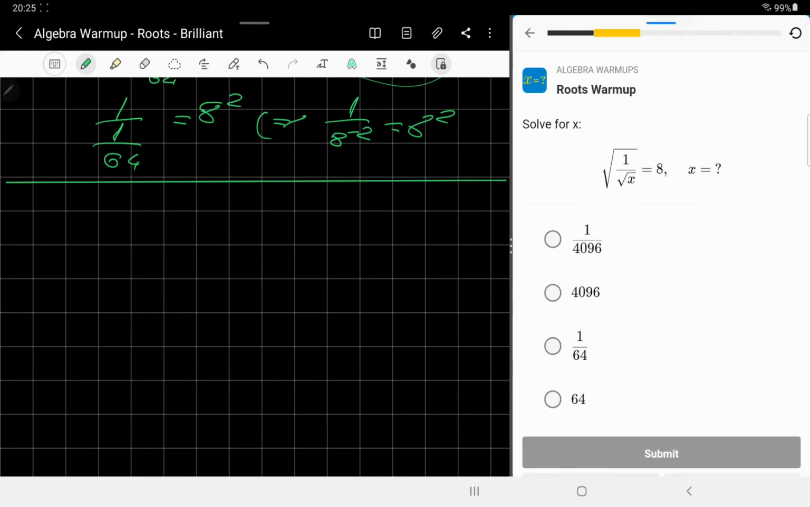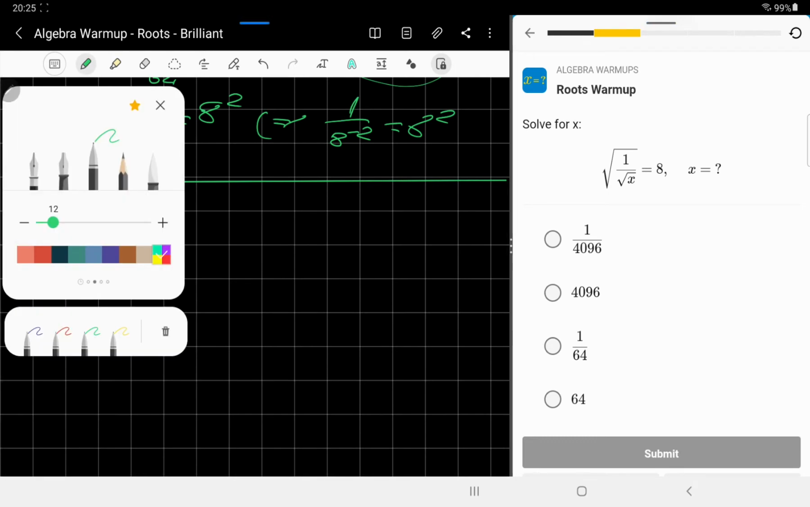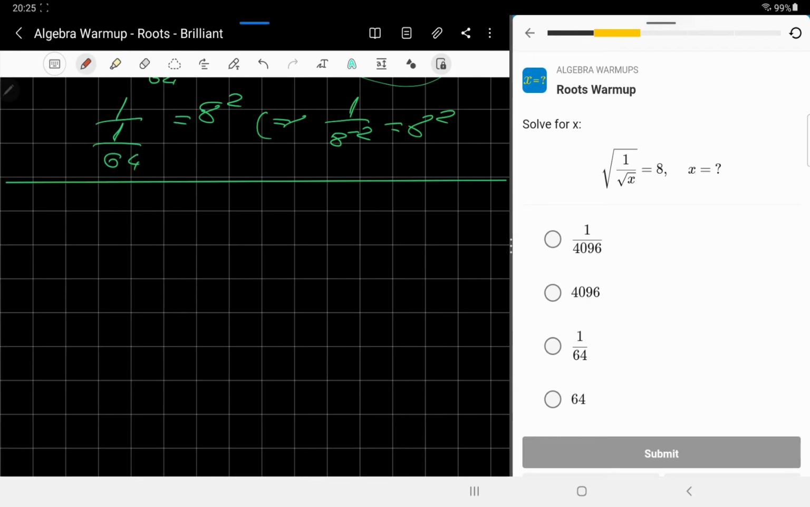Continue. I think we're going to have to apply the same rationale here, just use a different color. Let me just first mute my phone. All right, so solve for x.